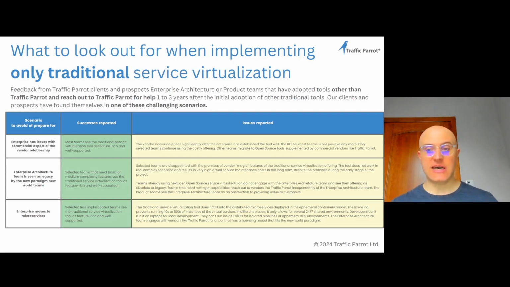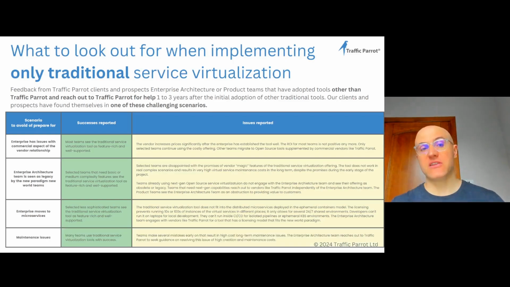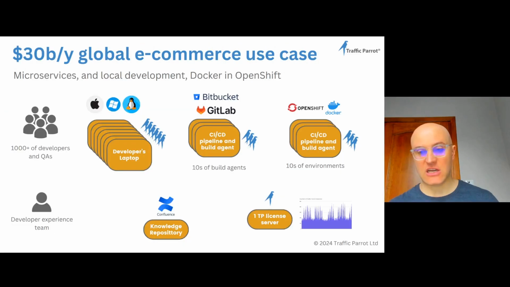And then the enterprise team engages with vendors like us on top of exploring open source options, because we have a licensing model that supports this new paradigm. And there's also another issue to keep in mind, that you might have maintenance issues. So we get teams coming to us that say that they've made several mistakes early on with these tools that result in high cost, long-term maintenance issues. The teams reach out to us and seek guidance on how to resolve those issues. So if you have any of those issues, or you want to prepare for them, feel free to reach out to us, trafficpirate.com. I'll leave the details at the very end of this presentation.